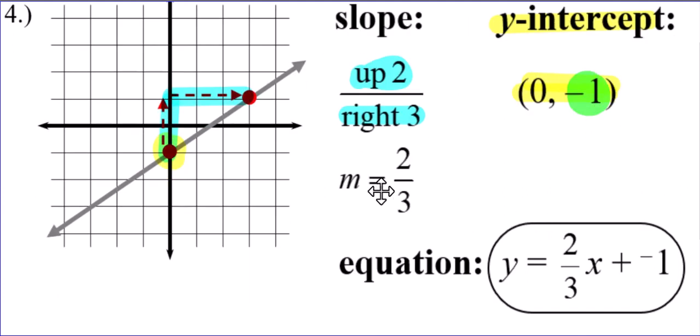So now that we have our slope and we have our y-intercept, now we can plug them in for the m and the b. Remember, y is always y, x is always x for the final equation. y equals 2/3 x plus -1. And if you wanted to call that 2/3 x minus 1, that would also be acceptable.